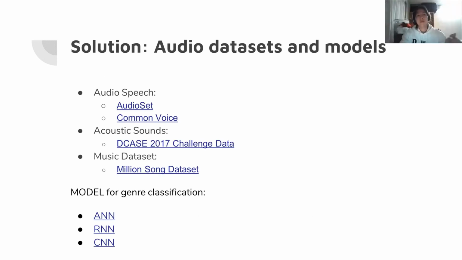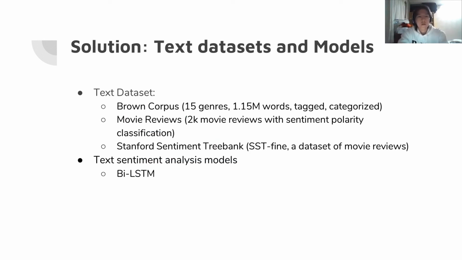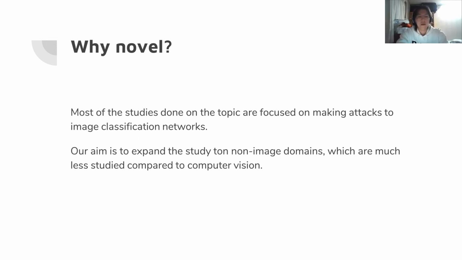We identified several datasets and models to use during our project. For audio, we are using the following datasets. And our models are music genre classification models based on ANN, RNN, and CNN. For the text, we're using the following datasets, and the model that we're using is a text sentiment analysis model based on BiLSTM. And the novelty of our project lies in the fact that most of the studies done before are mostly focused on making attacks on image classification networks. The aim of our project is to expand the study to non-image domains, which are much less studied compared to computer vision.